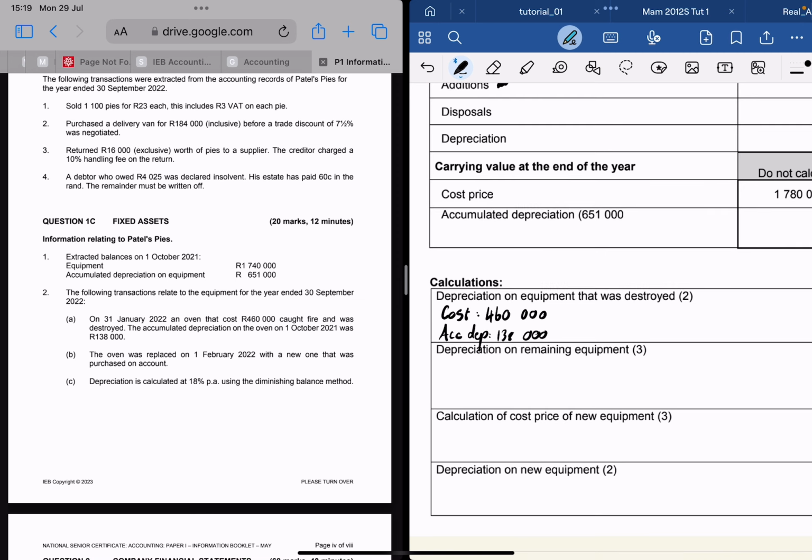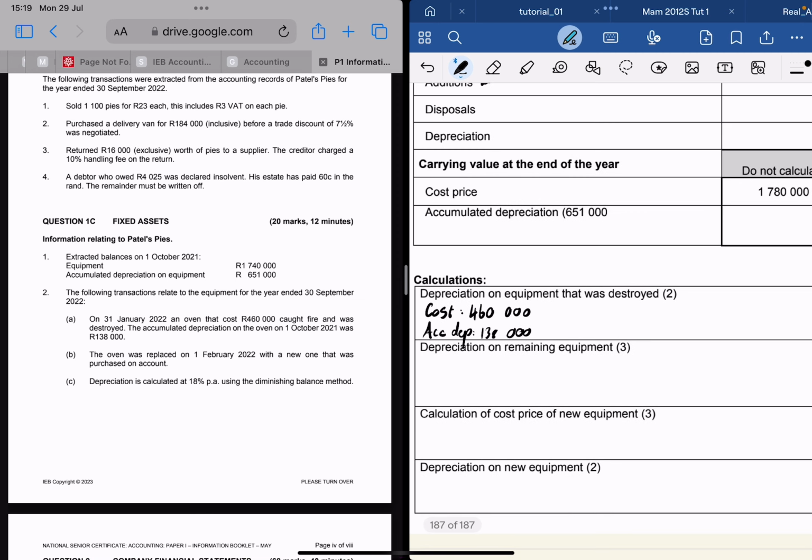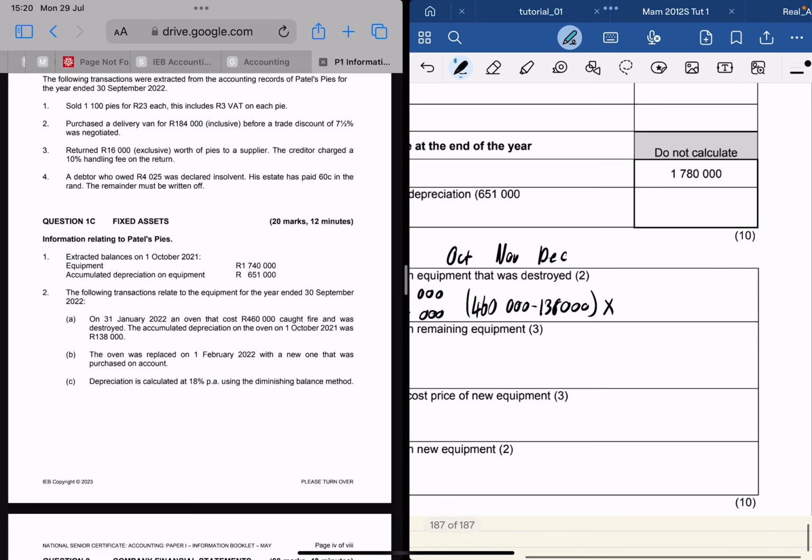So we can come back to our depreciation on equipment that was destroyed. How do we calculate that? Diminishing balance method. So we work out the cost price was 460,000 minus 138. Now, notice that this 138 was at the beginning of the year. We made use of this piece of equipment for October, November, December, and January. That's 4 months, right? Because it was the 31st of Jan that caught fire.